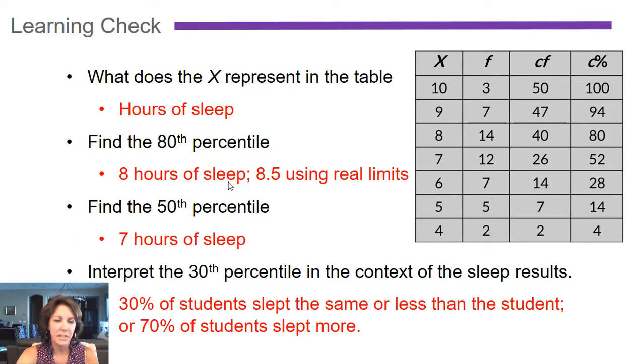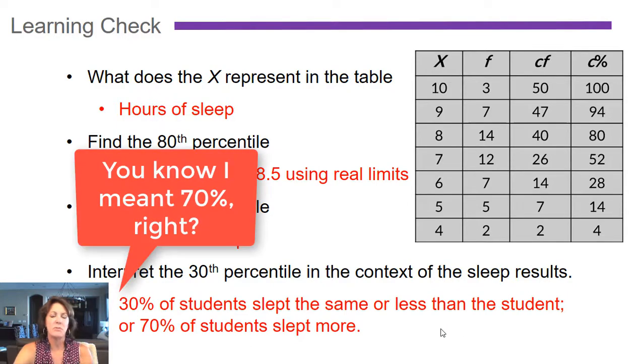Find the 80th percentile. So 8 hours of sleep, or 8.5 if we're using the real limits. We have the cumulative frequency of 80 here. We draw the line over, and that's 8 hours of sleep. Find the 50th percentile, and that's here. We're going to draw it over to 7. That would be the 50th percentile at 7 hours of sleep. And lastly, interpret the 30th percentile in the context of sleep results. 30% of the students slept the same or less than the student, and roughly 75% of students slept more.